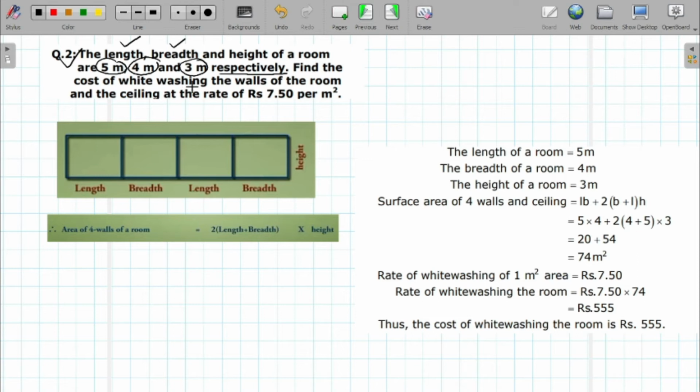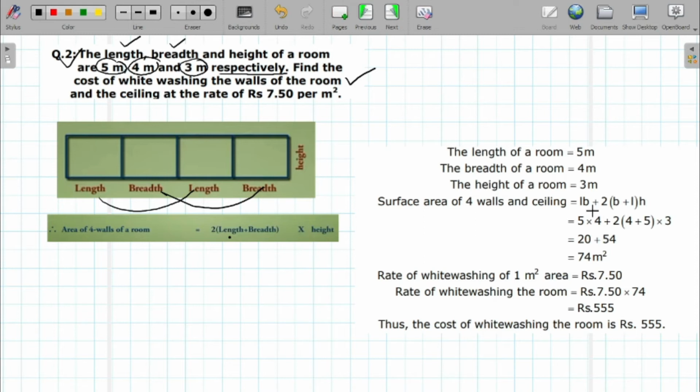Find the cost of whitewashing the 4 walls. That means we have to talk about the walls only. If we talk about the walls, that means we are not including top and bottom. If we open from one side, that is length and breadth, length, breadth, this is the bottom and this is the height. How do we find the area? Here we have 2 lengths and 2 breadths, so 2 lengths and 2 breadths into height.